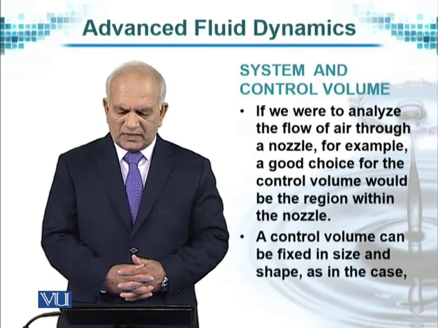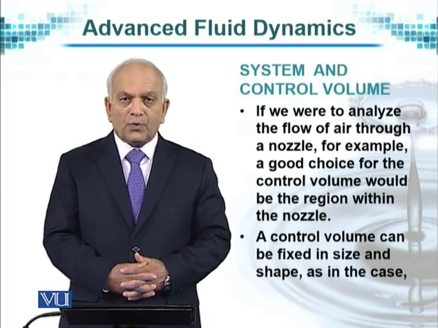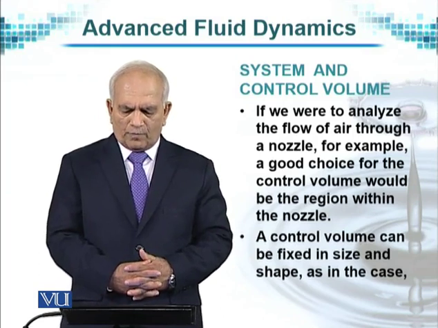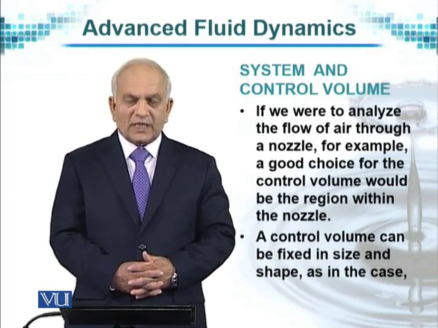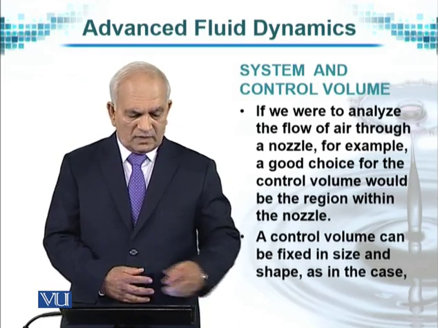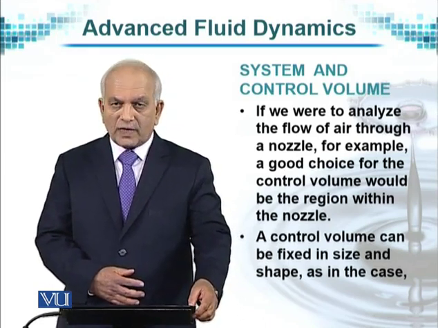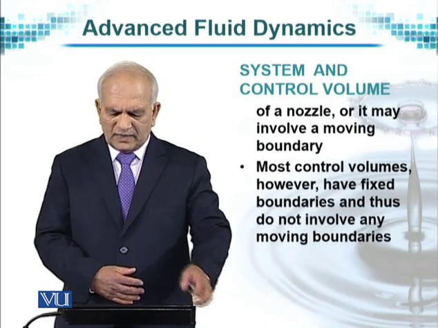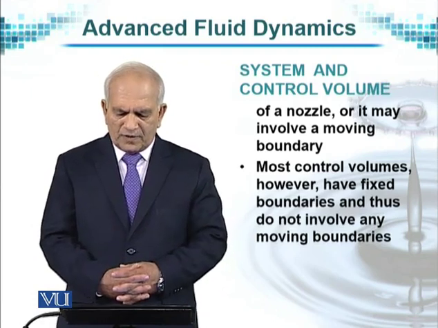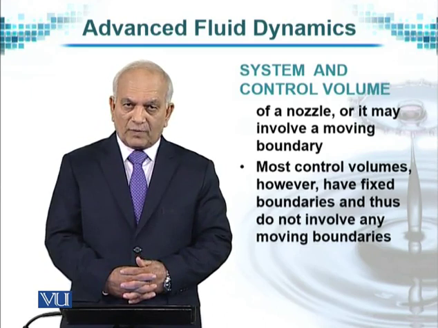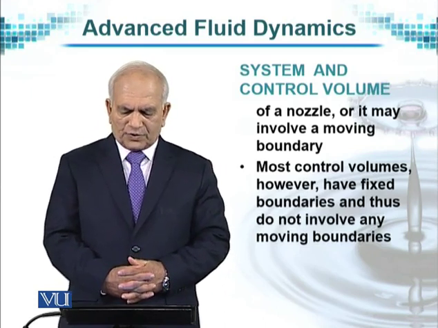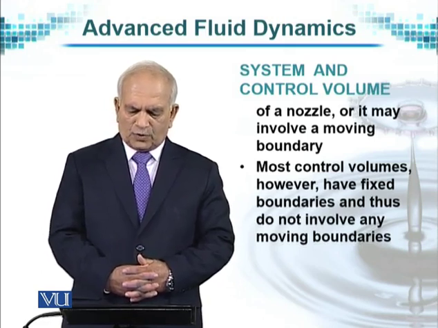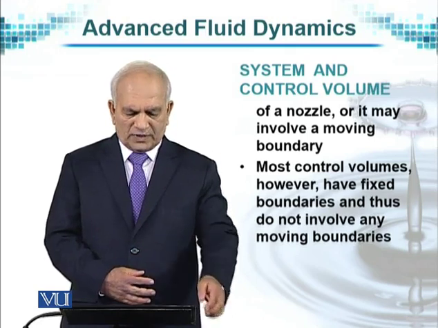If we were to analyze the flow of air through a nozzle, for example, a good choice for the control volume would be the region within the nozzle. So that is an option. A control volume can be fixed in size and shape, as in the case of a nozzle, or it may involve a moving boundary. Most control volumes, however, have fixed boundaries and thus do not involve any moving boundaries.